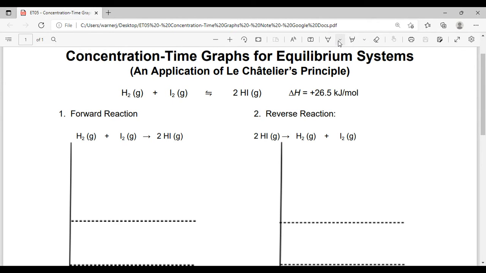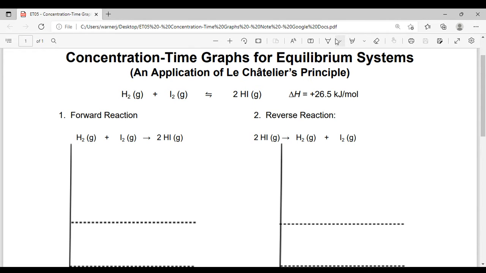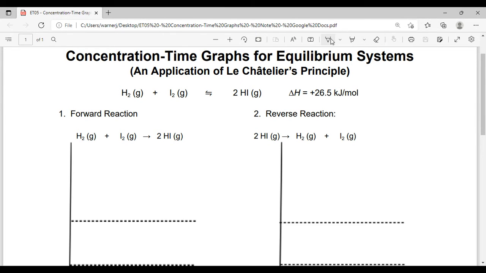Hello, friends, and welcome to a quick lesson on concentration-time graphs when we're dealing with an equilibrium system. We're going to take a look at Le Chatelier's principle, but view it graphically on our concentration-time graph to see what's happening when we impose changes to our equilibrium system. We want to see how the system responds to that original change.